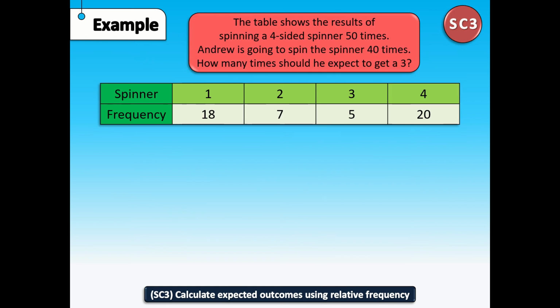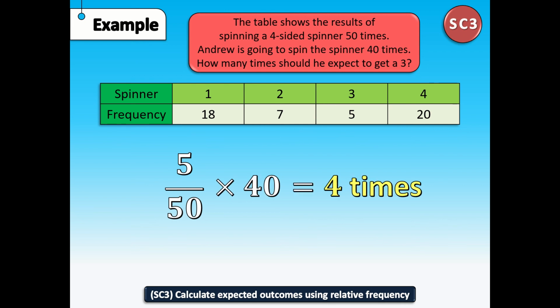This question says the table shows the results of spinning a four-sided spinner 50 times. Andrew is going to spin the spinner 40 times. So how many times should he expect to get a 3? Well, the relative frequency of getting a 3 is 5 out of 50. So if Andrew is going to spin the spinner 40 times, we times that by 40, and we get 4. So he would expect to get a 3 4 times.